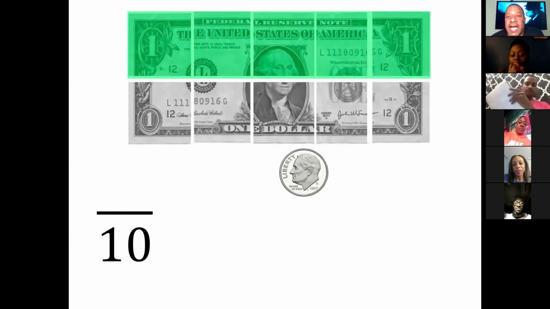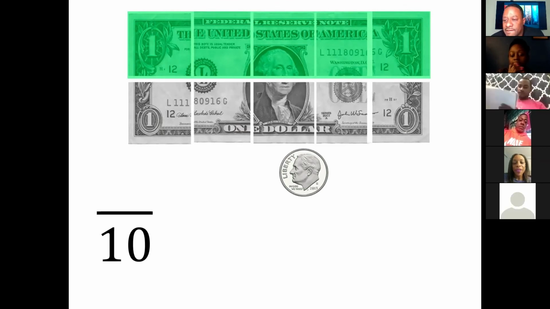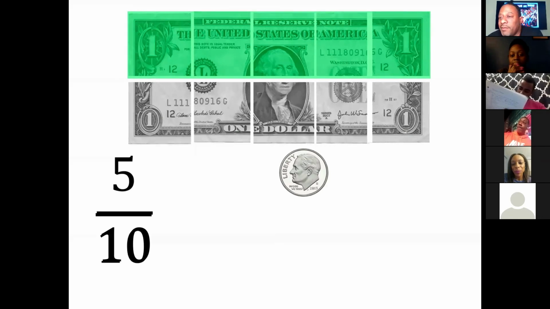Now, if I shade the top, how many pieces did I shade, Mia? 5. And is that the denominator or the numerator? That is the numerator. That was a good question. Correct. How many dimes is that, Mr. Williams?